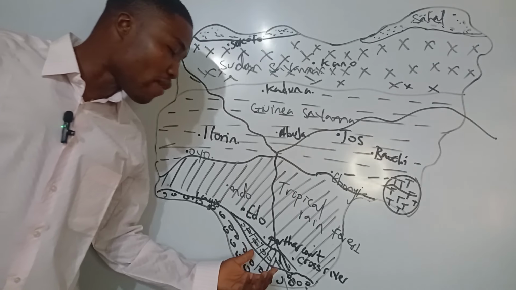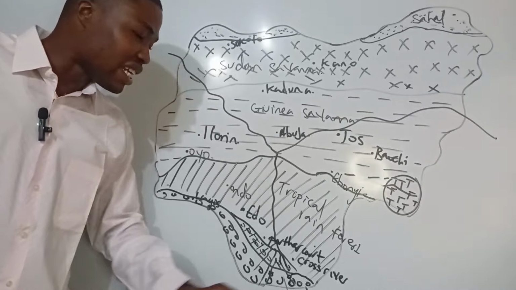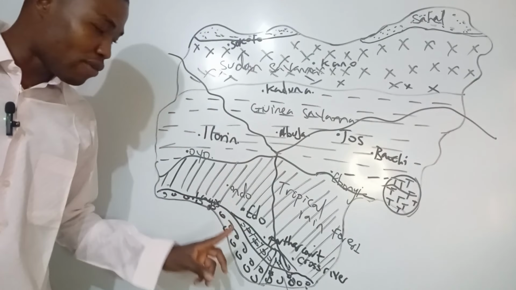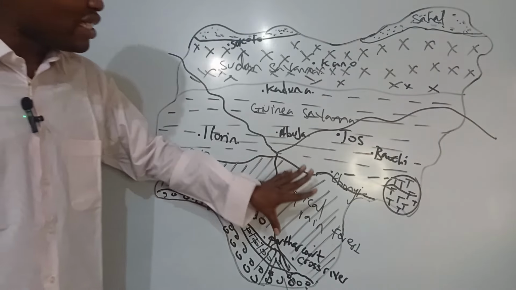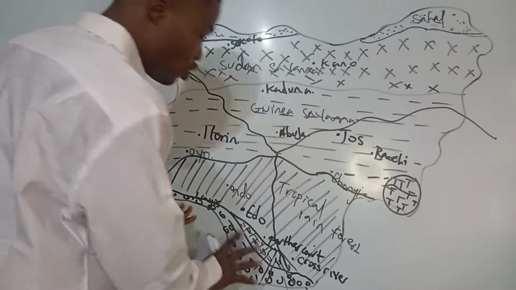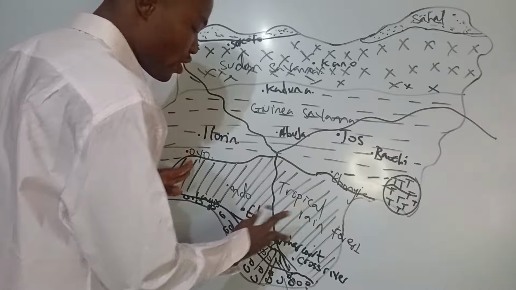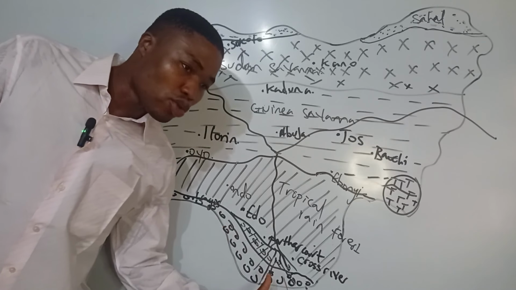Now these have trees that can grow on top of water or on land. Their plants are said to have aerial roots, roots that can grow on top of water, while these ones have roots that can penetrate deep into the soil. For the tropical rainforest, the leaves of the trees are broader than the leaves of the trees in the mangrove swamp.